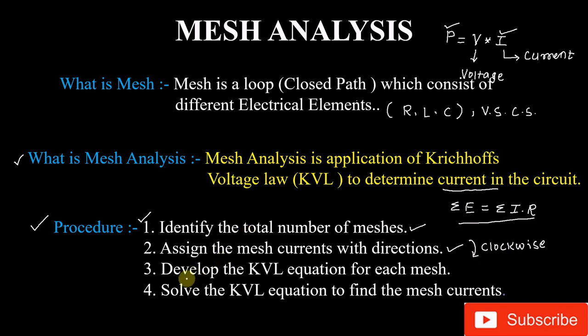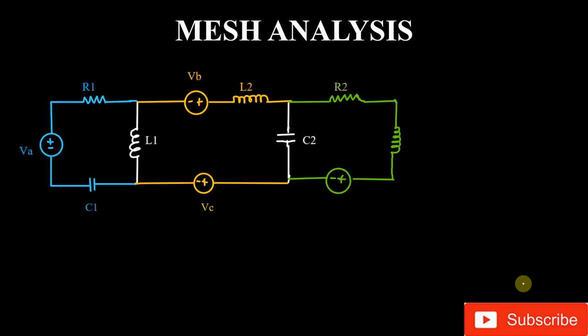The third step is to develop the KVL equation for each mesh or loop. So if we have three meshes, we will write three mesh equations, and in the last step we will solve all these KVL equations so that we get the mesh currents. This is our aim in understanding mesh analysis, so that we can easily find the unknown current in the electric circuit. Now we will consider one example.